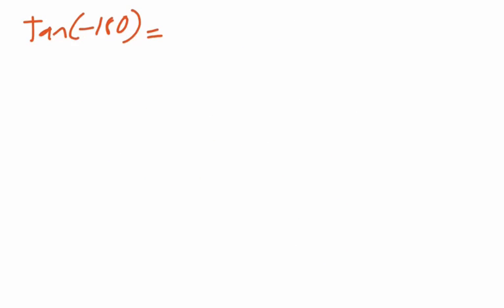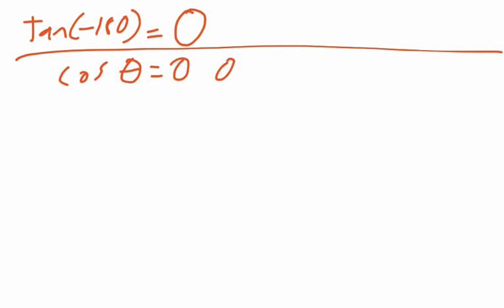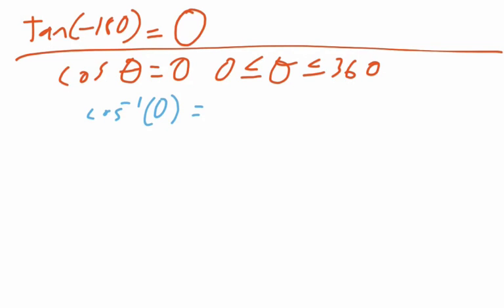For problem number 5, they ask you for what is the tangent of negative 180. And so you're just going to put that in your calculator, and as long as you're in degree, you'll find the answer to be 0. Alright, the next problem asks for when the cosine is equal to 0 in the first unit circle. So when I do the inverse cosine of 0 on my calculator, it tells me that the answer is 90.